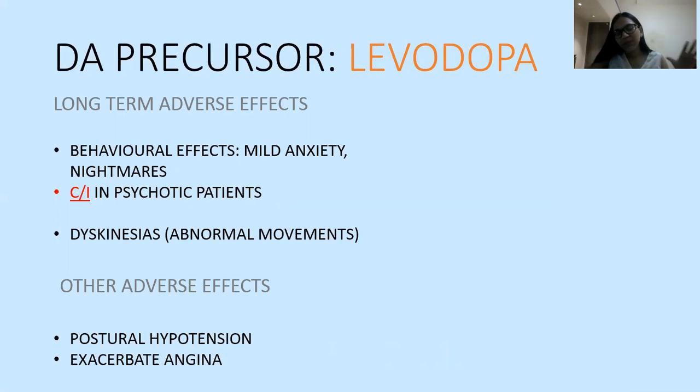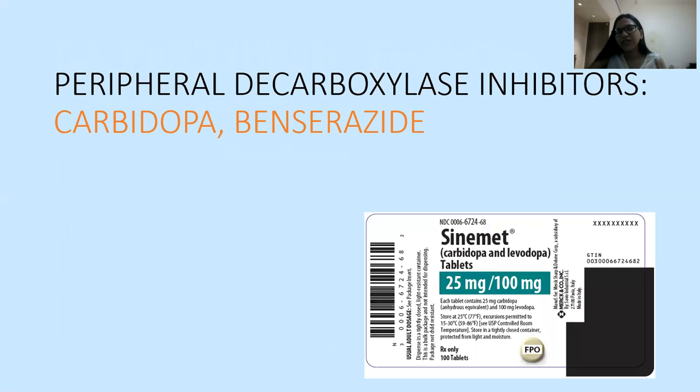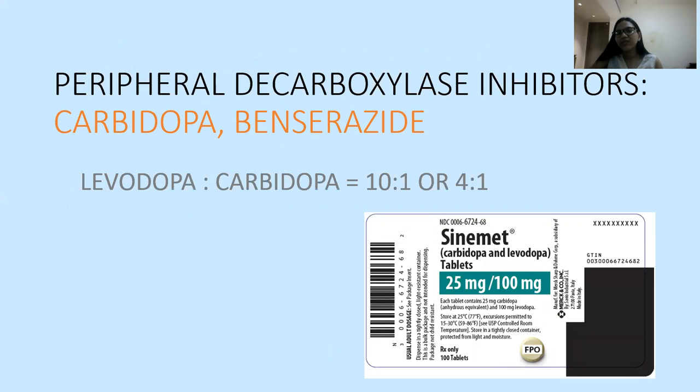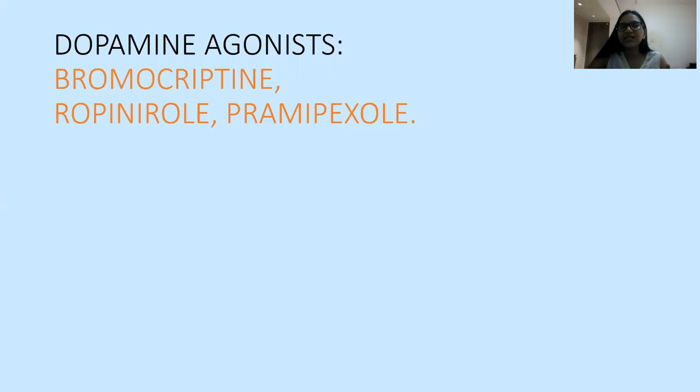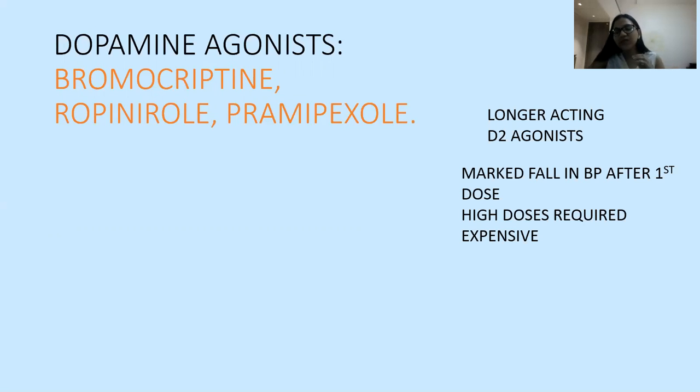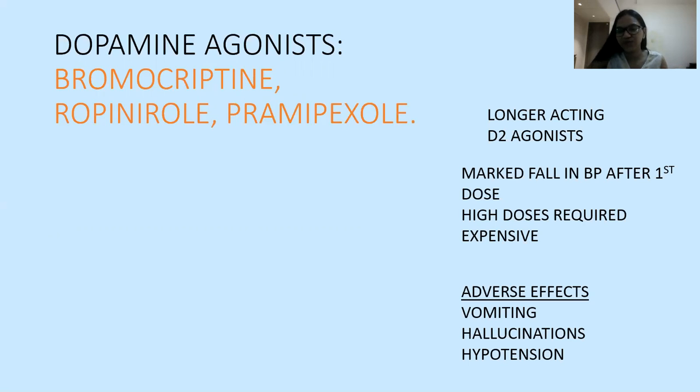Now, most of the peripheral side effects can be countered by the use of peripheral decarboxylase inhibitors like carbidopa and benserazide. Usually, the regimen we prefer is levodopa and carbidopa in a ratio of 10 is to 1 or 4 is to 1. We can also give dopamine agonists, like we already spoke about, which are longer acting D2 agonists. However, they are expensive, higher doses of them are required, and they might cause a marked fall in BP after the very first dose, especially bromocriptine, which was used earlier and it was an ergot derivative.